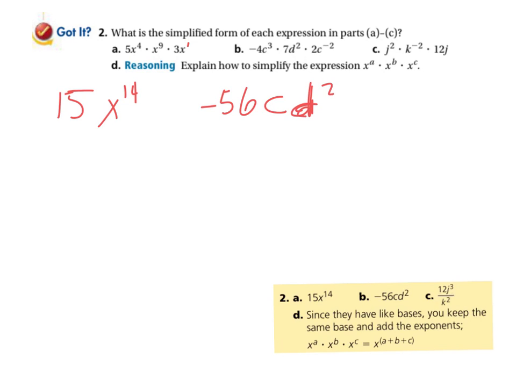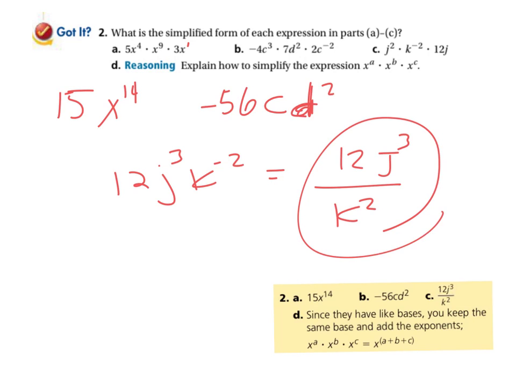And then c, we've got a j squared and a j to the 1, so that becomes j cubed. We're going to throw that 12 back out in front. And then k to the negative 2, which is going to force that k into the denominator, so that's going to be 12j cubed all over k squared.